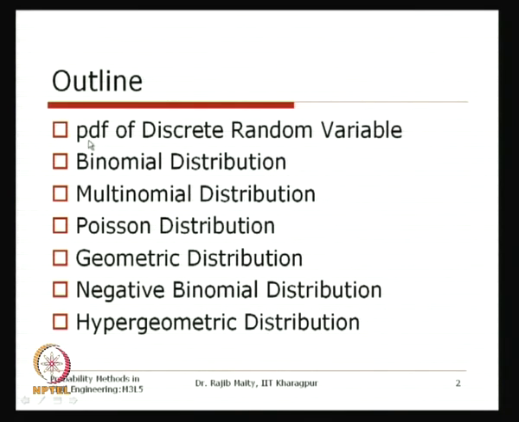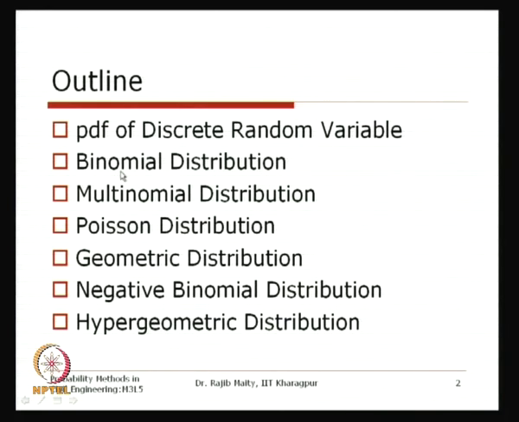In today's lecture we will first start with the PDF of a discrete random variable. We covered this part in the last couple of classes, but we will just quickly see what this distribution is in general. Then we will go through one after another: the binomial distribution, the multinomial distribution, the Poisson distribution, the geometric distribution, the negative binomial distribution, and the hypergeometric distribution. These distributions have different applications in different civil engineering problems.